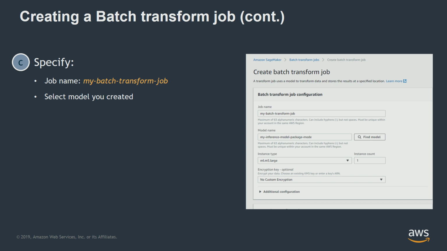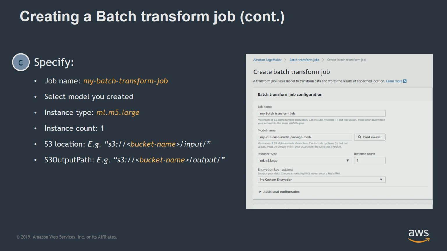We'll need to specify a job name, and then we'll select the model that we just created. We want to select the instance type that we want to use. If you want to scale up, you can change the instance type to something bigger. You can also scale out by increasing your instance count. And SageMaker will take care of orchestrating all those containers. You don't have to worry about load balancing, splitting the jobs. SageMaker will take care of all of that for you.